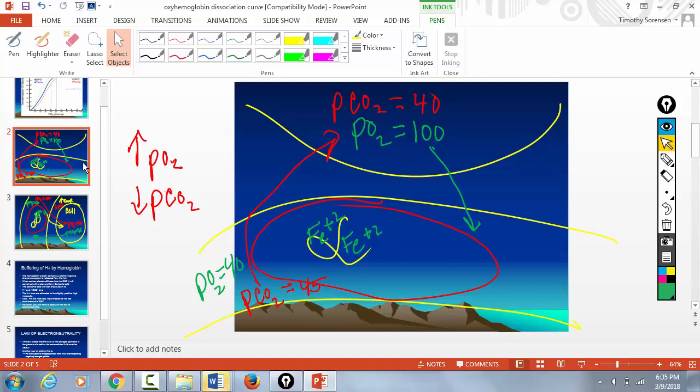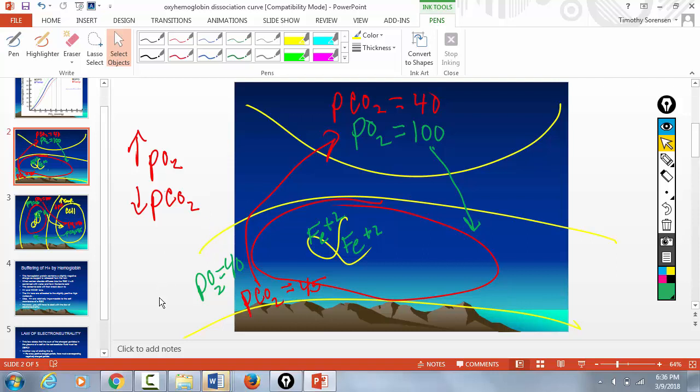Ready? Watch. What's going to happen to the PCO2 of the blood in the lungs? Is it going to go up or down? The PCO2 is 45. Look at the arrow. It's going to go into the alveoli. So what's going to happen to the PCO2 of that blood?